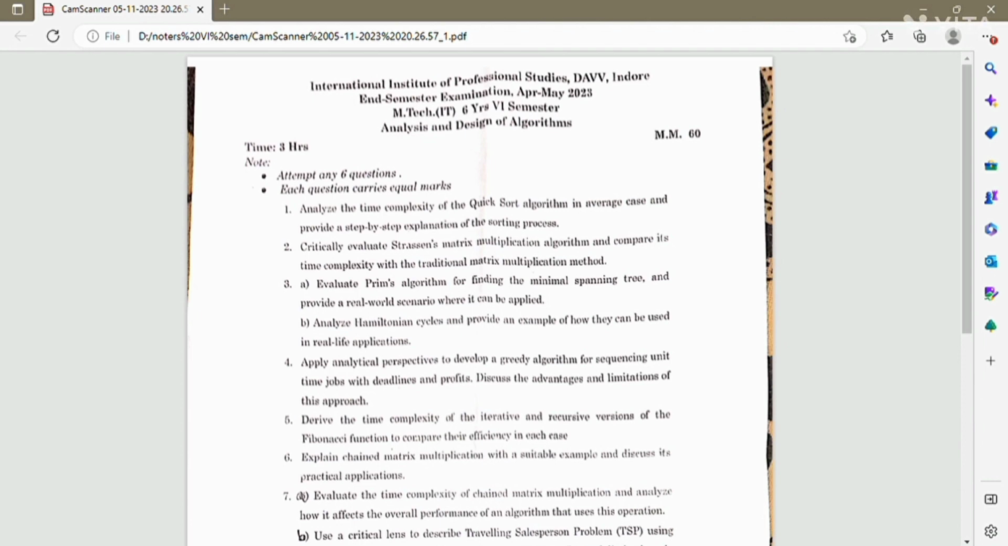Next question, analyze Hamiltonian cycles and provide an example of how they can be used in real-life applications. Finding a Hamiltonian cycle in a graph is a well-known problem with many real-world applications such as networking, network routing, and scheduling. Hamiltonian path in an undirected graph is a path that visits each vertex exactly once.